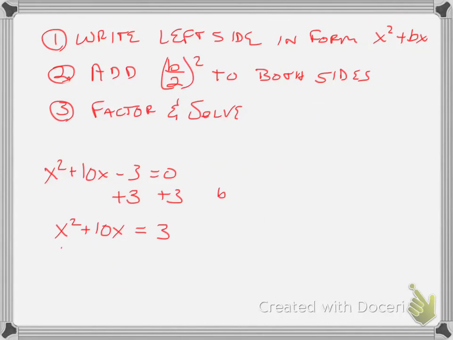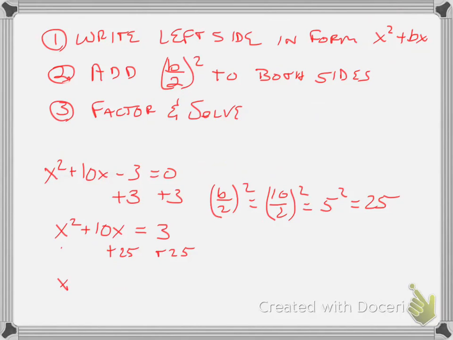Well, b over 2 squared is going to be 10 divided by 2 squared. 10 divided by 2 is 5. 5 squared is equal to 25. So what I'm going to do is add 25 to both sides. And I'm left with x squared plus 10x plus 25 is equal to 28. Okay, and now I'm going to factor this and then solve it.